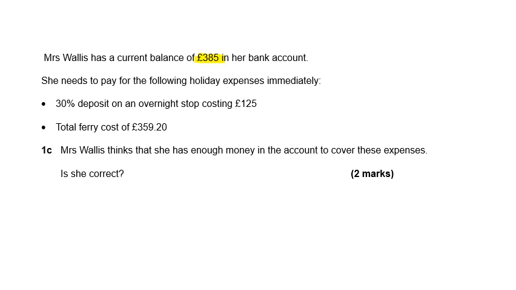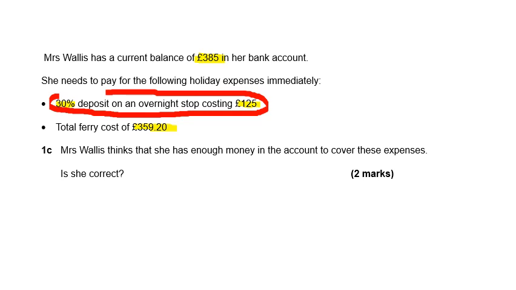£385. Okay, and we have to work out when we add these two costs together. Okay, is that more or less than what she has in her bank account? Okay, now this question probably could have been worded slightly better. Okay, this is the key bit here, this first one. Okay, the 30% off 125 is what it's asking there. Okay, so they could have maybe worded that to be a bit better to make that more clear.